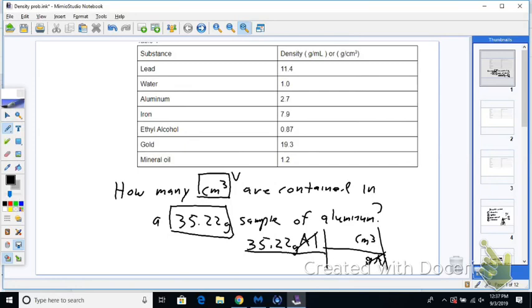Okay, now we've got to look at this answer, 2.7. It's either 2.7 grams per centimeter cubed, or we could write it out as 1 centimeter cubed per 2.7 grams. We could write it out either way. Which way do I need to use in this setup? Would it be the one on the left or the one on the right? On the right. So I'm going to put 2.7 down here, and the 1 up there, and that will give me my answer.